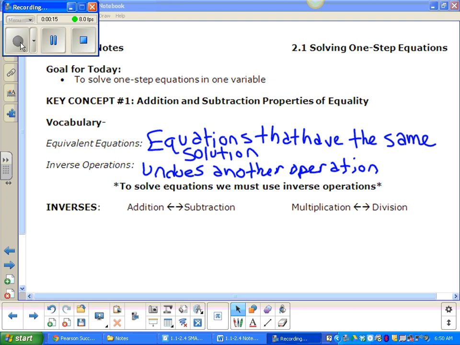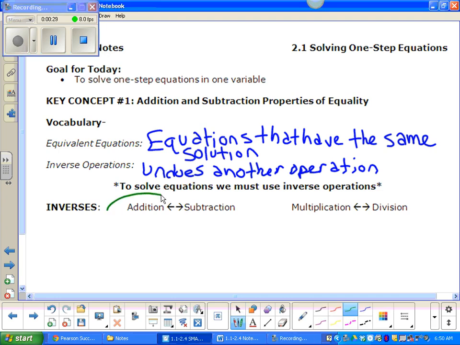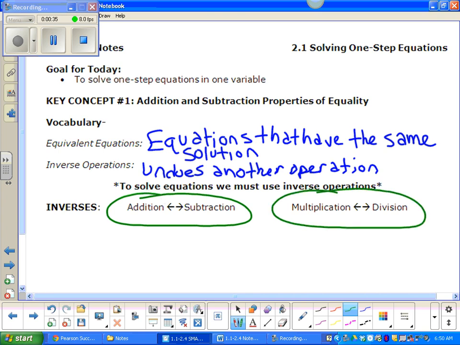So first, equivalent equations. Equivalent equations are equations that have the same solution. Inverse operations undo another operation. So if you look below, inverses of each other, for example, are addition and subtraction. Multiplication and division are also inverse operations. So let's try some examples.